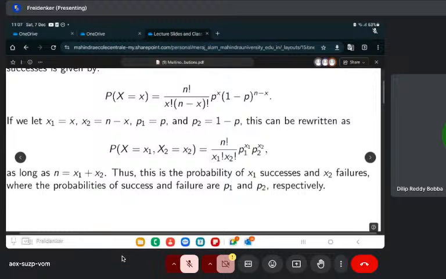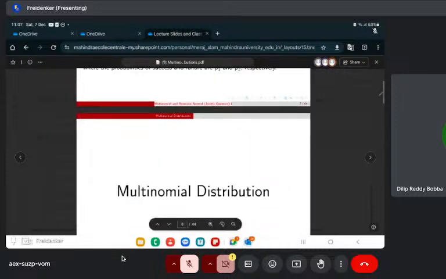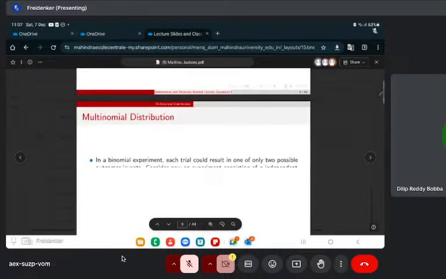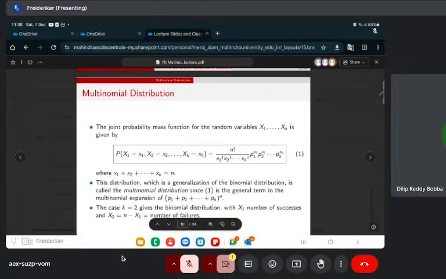But in the case of multinomial, you just have to increase the number of variables. So you'll have n factorial by x1 factorial, x2 factorial, x3 factorial, x4 factorial, and so on. And then p1 power x1, p2 power x2, p3 power x3. So multinomial is just an extension of binomial. Instead of x1, x2, now you have, let's say, k number of events. They're all represented by k random variables, x1, x2, x3, and so on until xk.